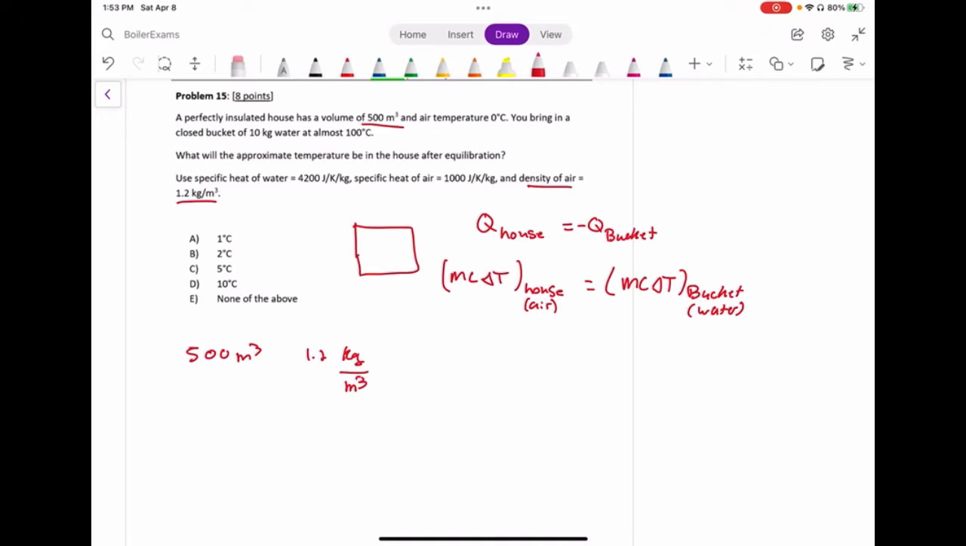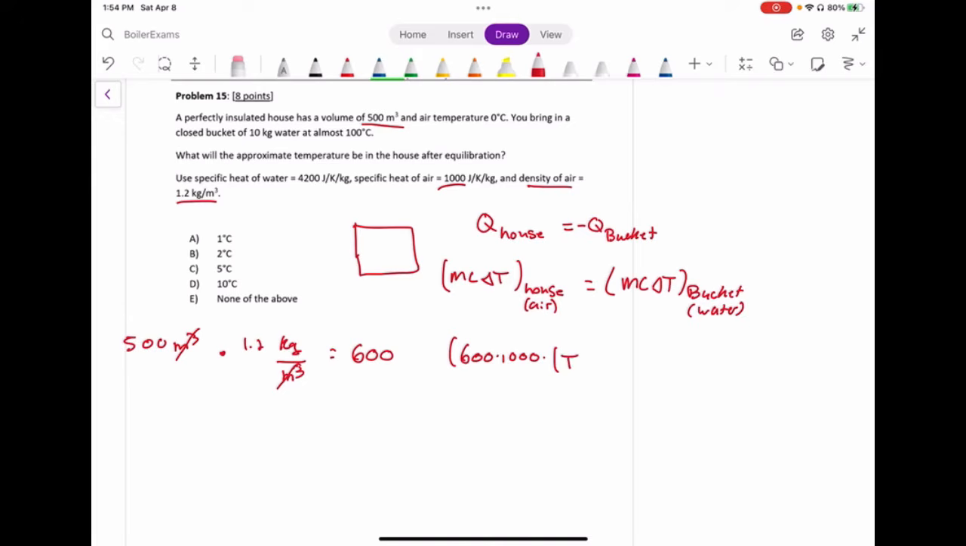I like looking at the units here. If you multiply these two, you'll cancel meters cubed, and you'll just get kilograms, which is what we want. We want mass of air. So multiply those: 500 times 1.2 is 600. So we know the mass of the air in the house is going to be 600 times C, specific heat of air, which is 1,000, times change in temperature, which we don't know.